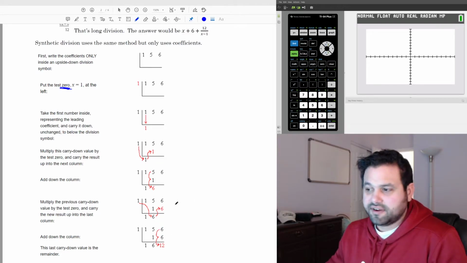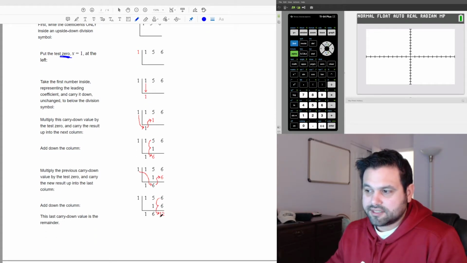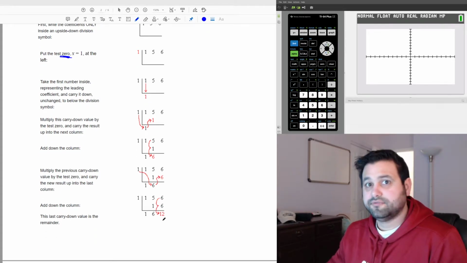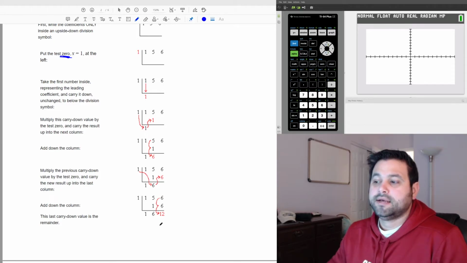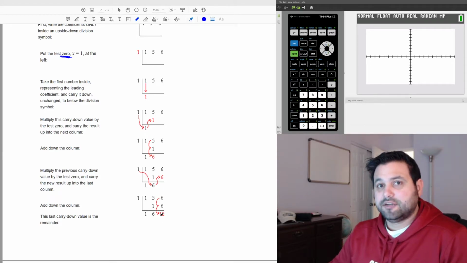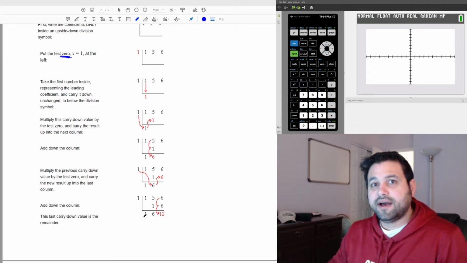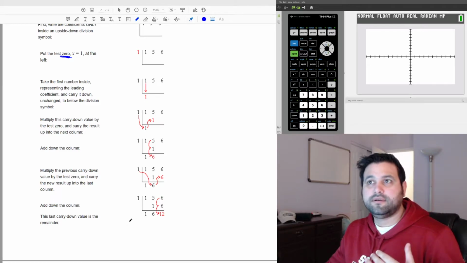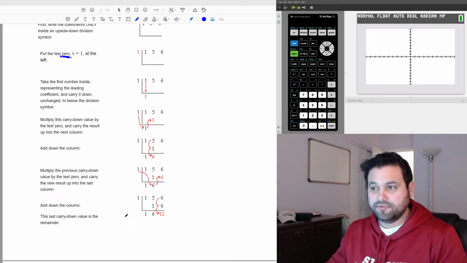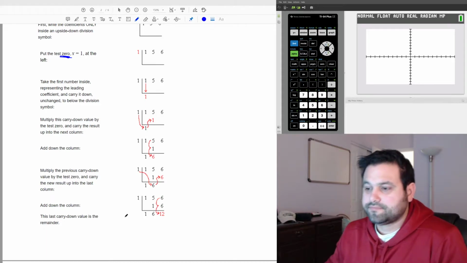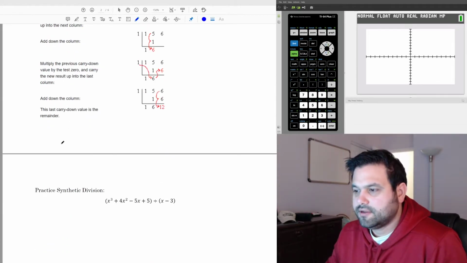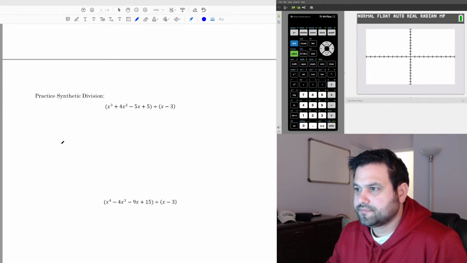Once you're down to the very last thing, this last number that you get is your remainder. Okay? The idea here is that if that last number is 0, then we have found an x-intercept. We found a 0, or we found a linear factor. Let's try some. So let's go ahead and practice this.